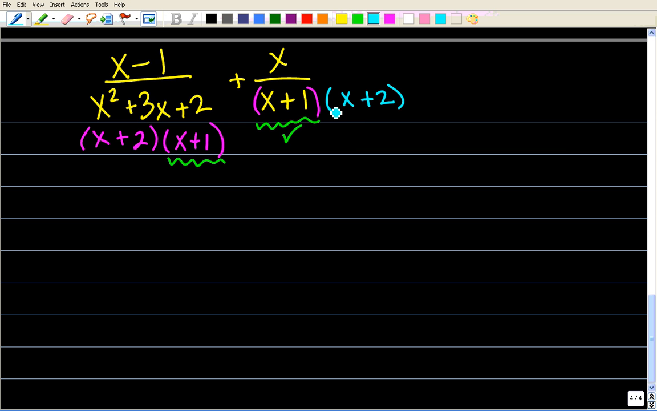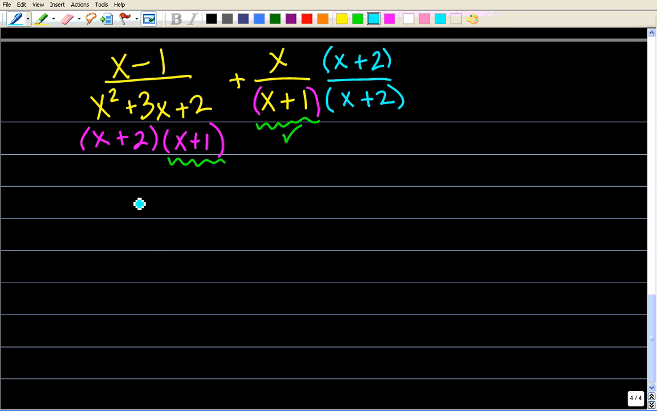But remember, we don't want to change the value of this second expression here. So we're going to multiply by a form of 1. Wouldn't you agree that (x plus 2) divided by (x plus 2), that whole thing would just equal 1? So really we're just taking x over (x plus 1) and multiplying it times 1. So then step 3 would be to write each term of the expression using the least common denominator.